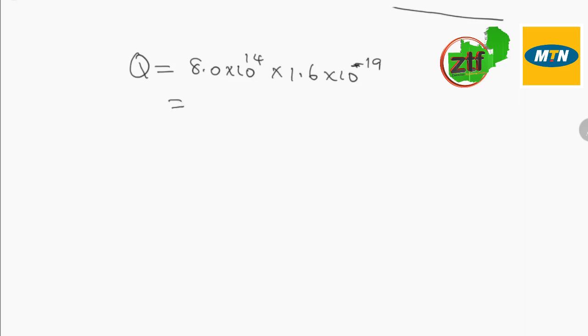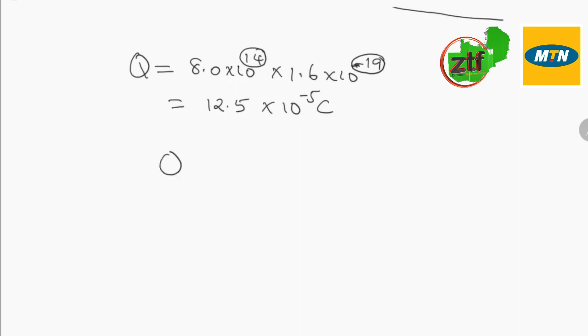When we do this, we are likely to get 12.5 times 10 to the power minus 5. When we add this power plus this power, we get 10 to the power minus 5. These are the coulombs of charge. Now the question is not about coulombs of charge. They are saying calculate the current in the electron beam.